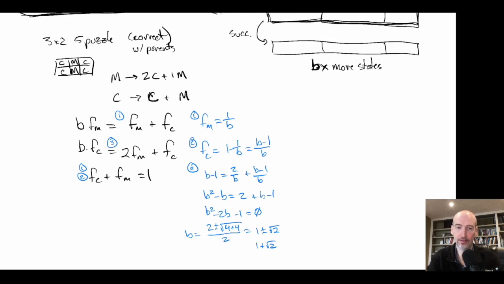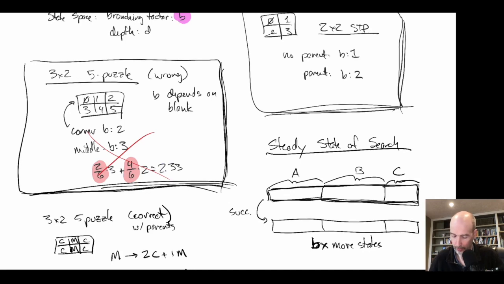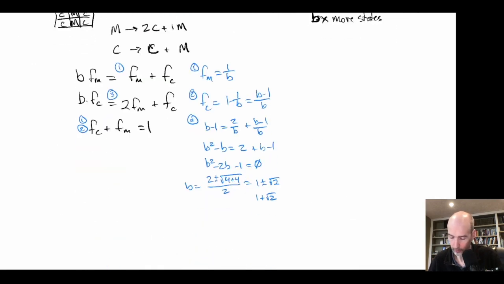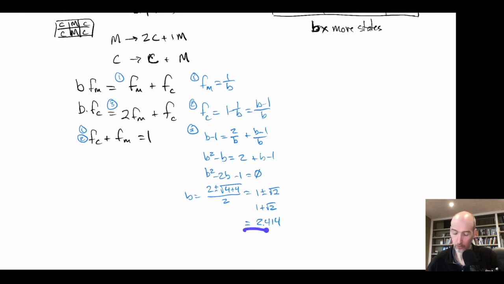What that tells us is that the overall branching factor is not, as we were saying before, up here. We thought maybe the branching factor was going to be 2.33, and instead the square root of 2 is 1.414, so the branching factor is 2.414. This says that we would have been off if we tried to use the earlier value, just as I said we would, but the true branching factor of the state space is 2.414.